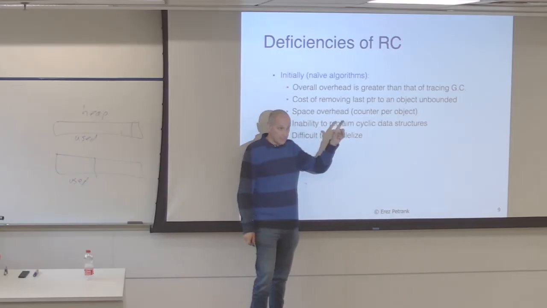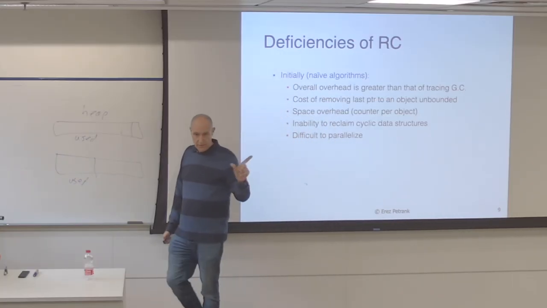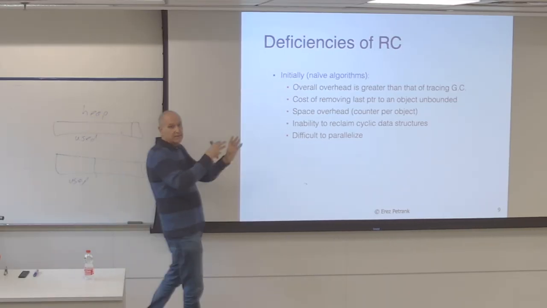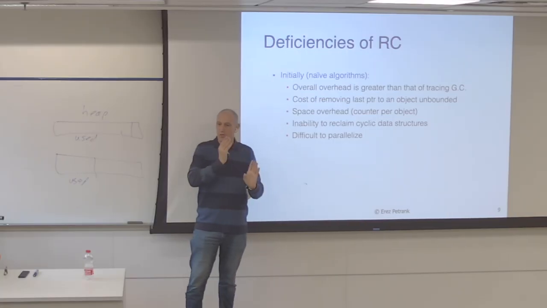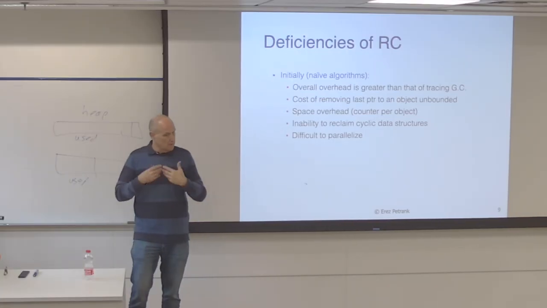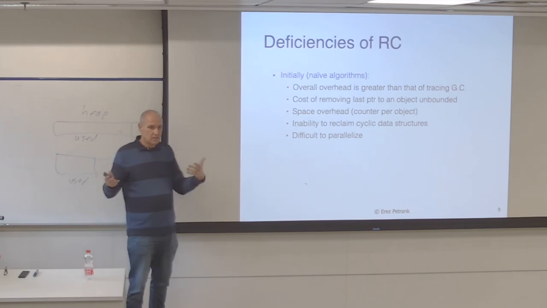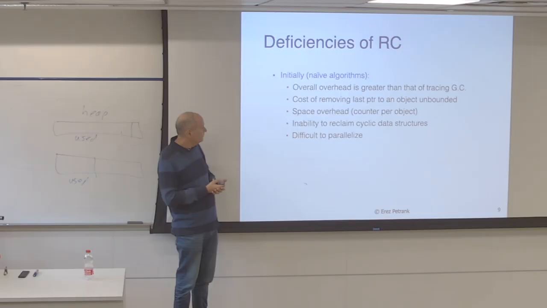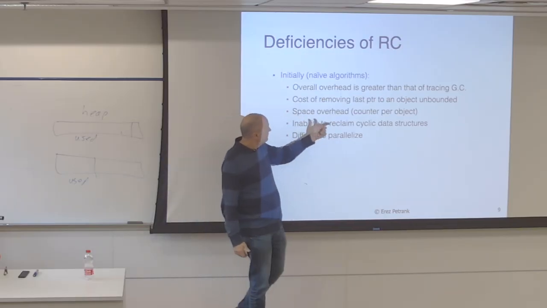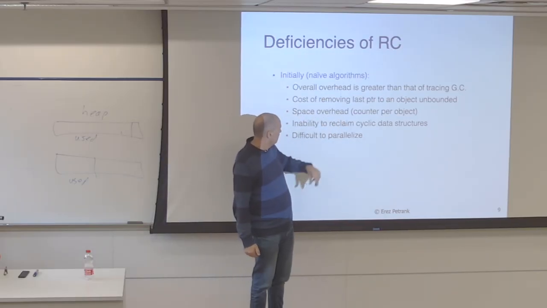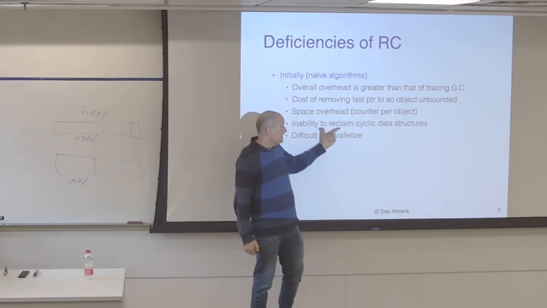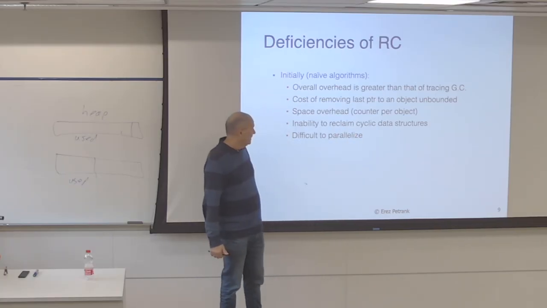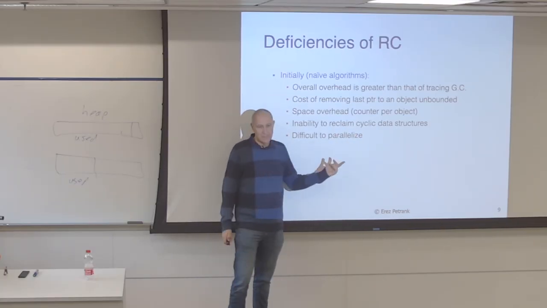Space overhead: I need a counter per object. So for each object, I need to know how many pointers are referencing it. Maybe the entire heap is just referencing a single object. So I have to leave space for the number of pointers that could be in the heap. That is a word, and I need to keep this for each object. I cannot reclaim strongly connected components, so this is also a problem, and it's difficult to parallelize.